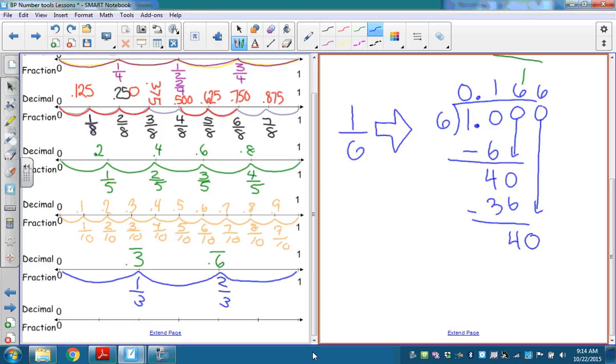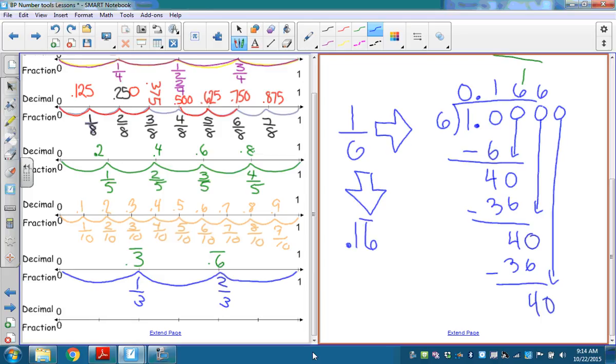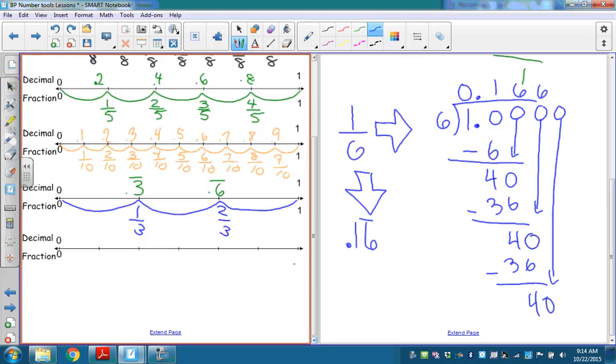So 0.16 and so on. Only what's repeating? 6. Only the 6 is repeating. So you only put a bar over the 6. Yes, good job. You only put a bar over the 6. That's a good one. So this is 0.16 repeating. So down here, this is a 6, and this is 0.16 repeating.